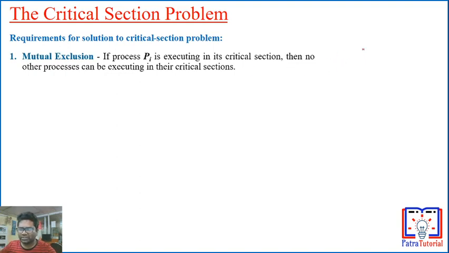Suppose there are n processes, say three processes P1, P2 and P3, and all of them are trying to access the critical section. I have to make sure that only one process can access the critical section at a time. If P1 is executing in the CS, then P2 or P3 cannot be in the critical section. So mutual exclusion ensures that only one process is executing in the critical section, and every solution must satisfy the mutual exclusion condition.